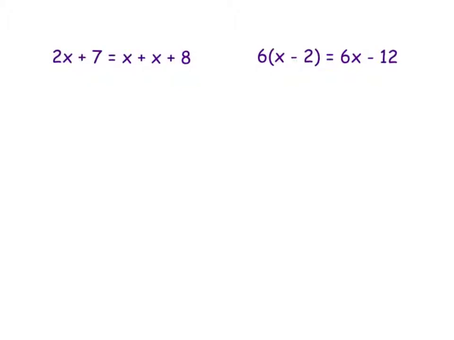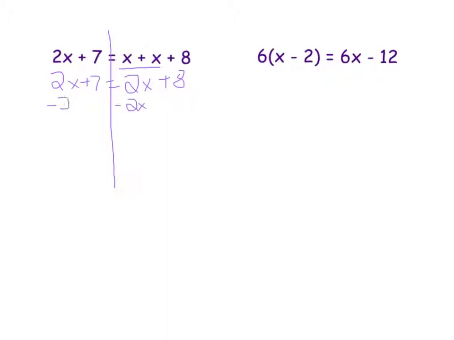First, I'm going to separate my sides and see if there's anything I can combine. Well, here I see x plus x. They're like terms that can be simplified to 2x, plus 8 on this side, and I'm just going to rewrite the other side, 2x plus 7. I see that I have variables on both sides, so I need to get rid of one of the variables. So I'm going to get rid of the right side, 2x.